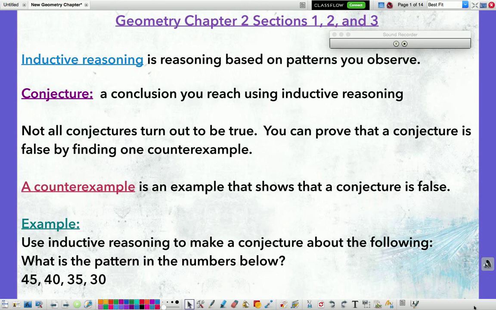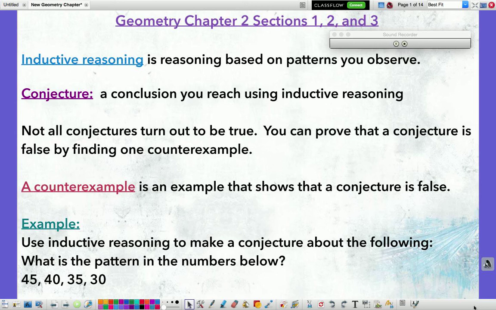So you're looking at something and you're deciding, well, if it's numbers, what's the pattern in the numbers? If it's a set of shapes, what's the pattern in the shapes? Okay, that's inductive reasoning. A conjecture is a conclusion you reach using inductive reasoning. So if I have the numbers 5, 10, 15, 20, I can make a conjecture saying that I'm counting by fives, looking at the pattern of the numbers.